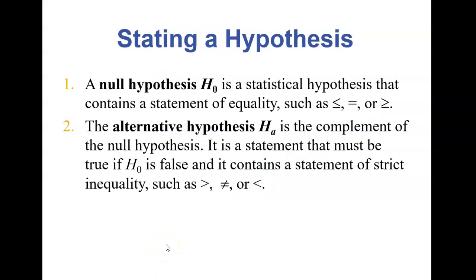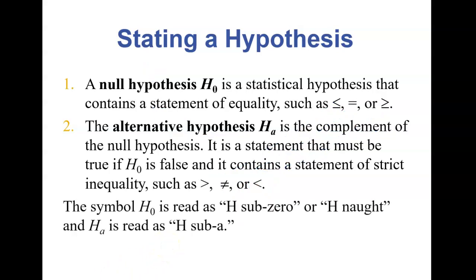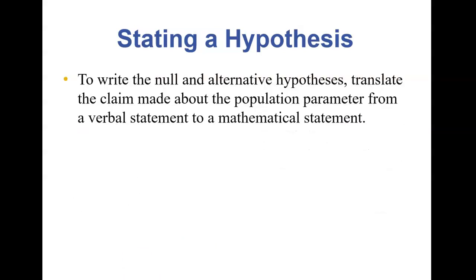Okay, so let's look at the symbol. H naught is read as H sub 0 or H naught, and HA is H sub A. Some of them call it H naught and HA. Stating a hypothesis: to write the null and alternative hypothesis, translate the claim made about a population parameter from a verbal statement to a mathematical statement. This will make much more sense when we start to do an example.